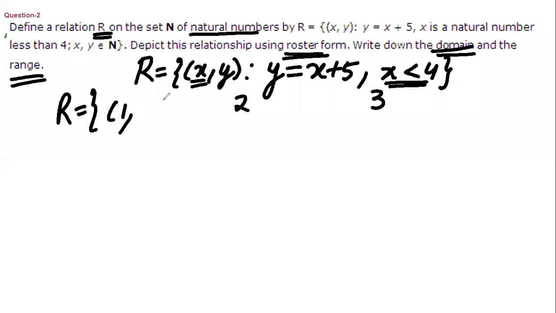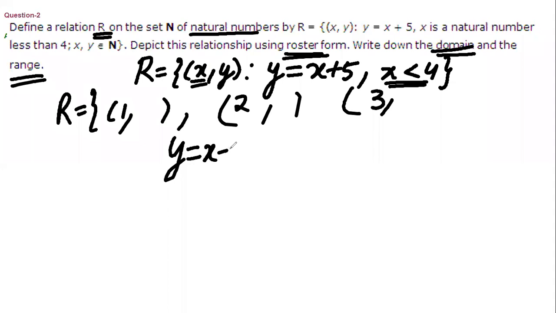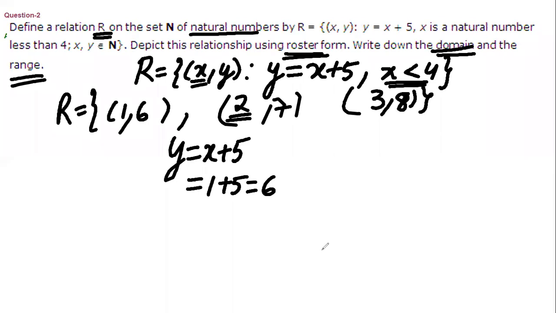Now after putting 1, tell me the answer. What will be the answer of this? 6. Very good, Mayur. After putting 1, y equals x plus 5. What is the value of y? x plus 5. Put x as 1: 1 plus 5 will be equal to 6. So answer is 1 with 6. Now 2. 7. Very good, Palak. Next 3. 8. That's good. Answer is 8. So this is the relation which we got here.